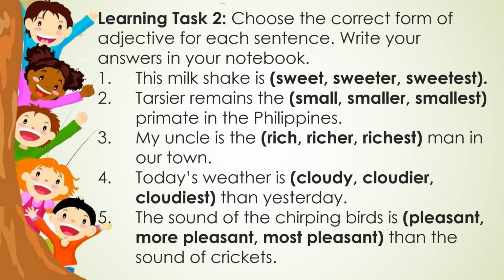Okay, good. So the answer is sweet because there is only one thing or object that is being compared. So we are under the positive degree. How about number 2? Let's read it together. Tarsier remains the smaller, smallest primate in the Philippines. What could be the correct answer?